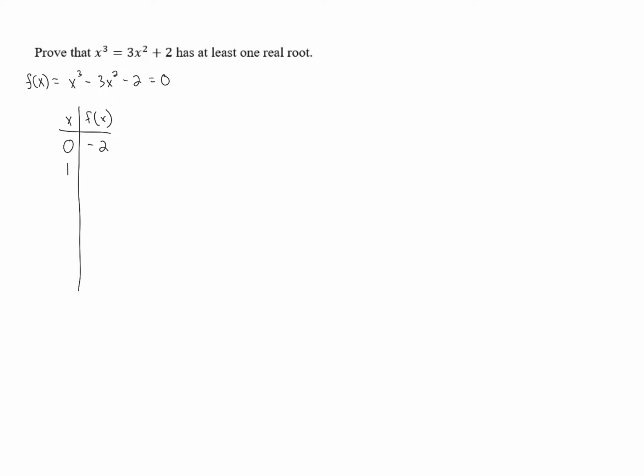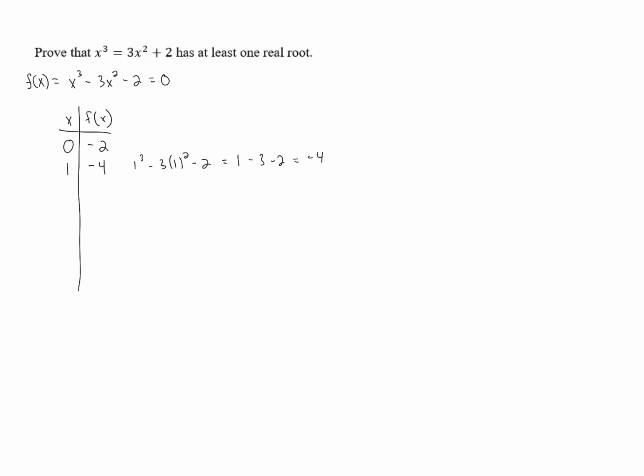We could try plugging in 1. If we do that, that's 1 cubed minus 3 times 1 squared minus 2. 1 cubed is 1, minus 3, minus 2. That's going to be negative 4. So we still have a negative value.